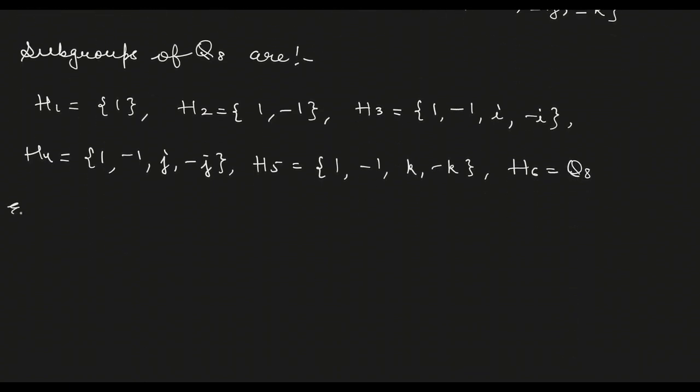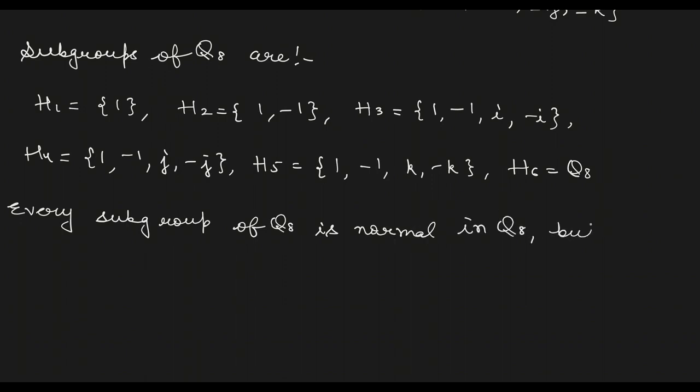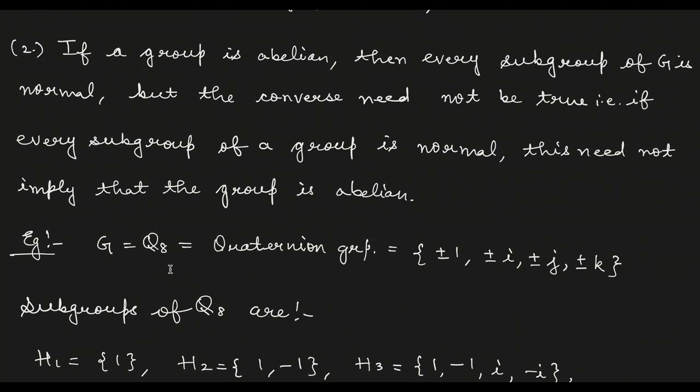Every subgroup of Q8 is normal in Q8, but Q8 is non-abelian. So converse of this is not true. Every subgroup of a group is normal, then it does not imply that the group is abelian.